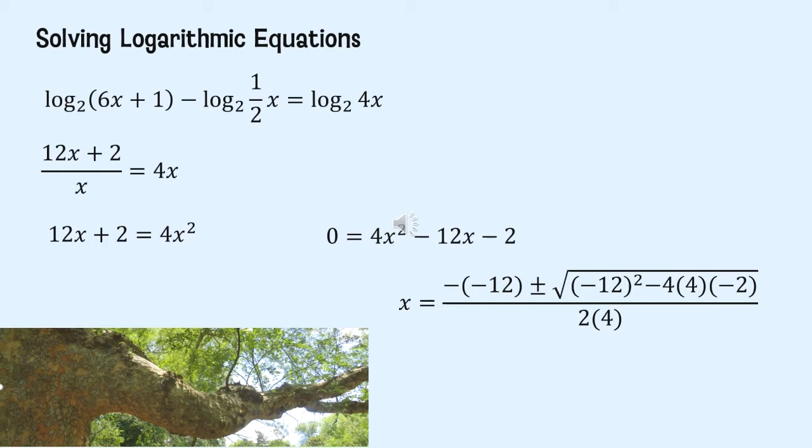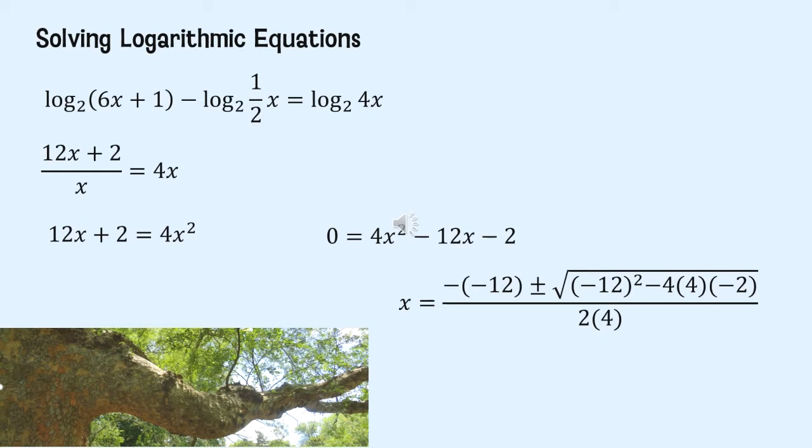So if I rearrange things so that 0 is on one side of the equal sign and all of the other terms are on the other side of the equal sign, I can solve this by normal methods that you use to solve quadratic equations. Those methods are either completing the square and then undoing the steps to get x by itself, factoring, or the quadratic formula. I'm going to use the quadratic formula. So my linear term is -12, my leading coefficient is 4, and my constant is -2.